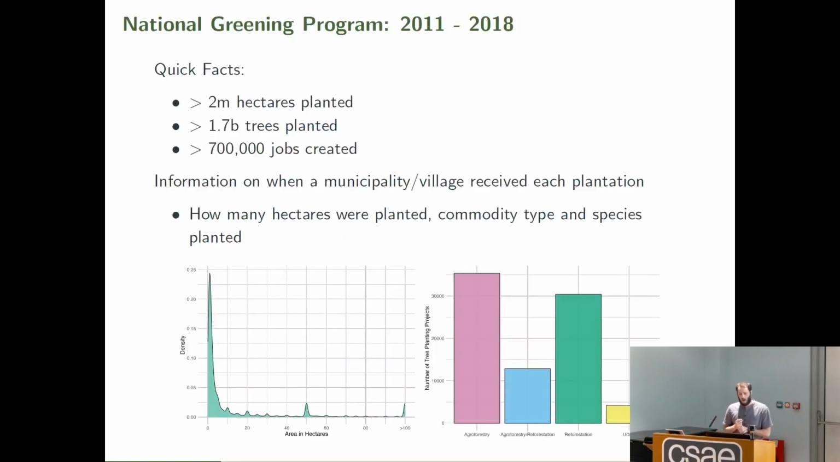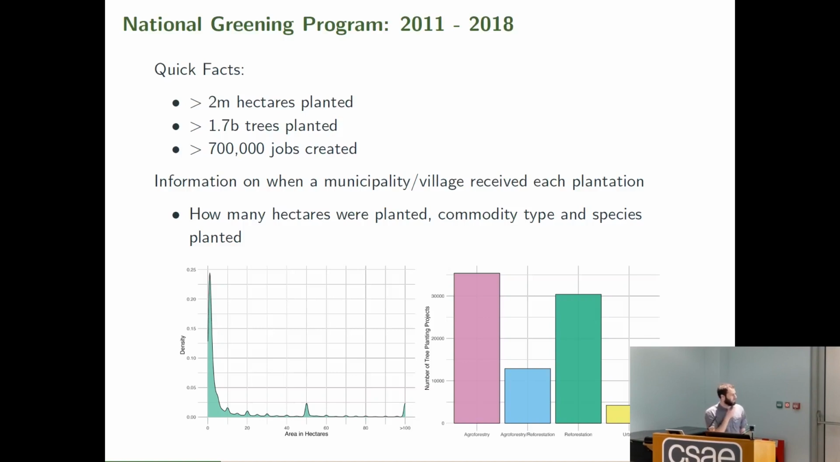All right, the data that we'll use. Just some quick facts. They planted over 2 million hectares, 1.7 billion trees. We have information on when the municipality and the village received each plantation, and we know how many hectares were planted, the type of commodity that they planted, and the species that they planted.